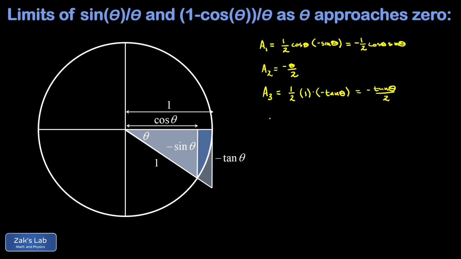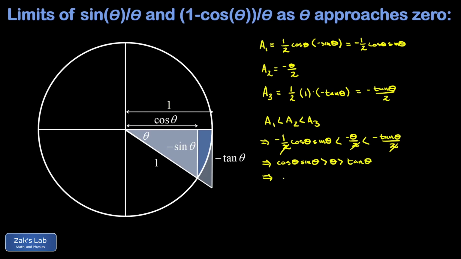And again, I get a string of inequalities corresponding to geometric objects that are nested within each other. I see that A1 is less than A2 is less than A3. And again, we can multiply through by a 2. We can also multiply through by -1 if we keep in mind that we have to reverse the direction of all the inequalities. Then we're going to divide by the sine function.